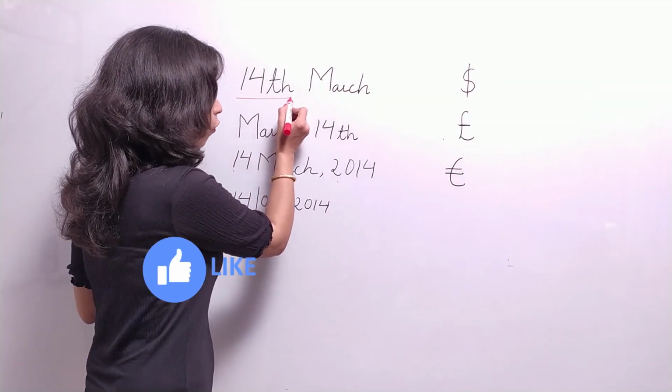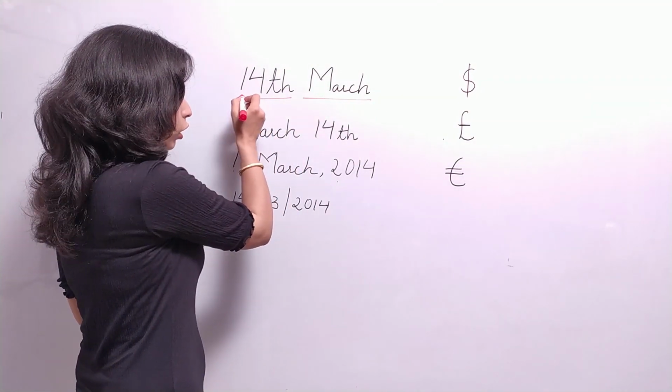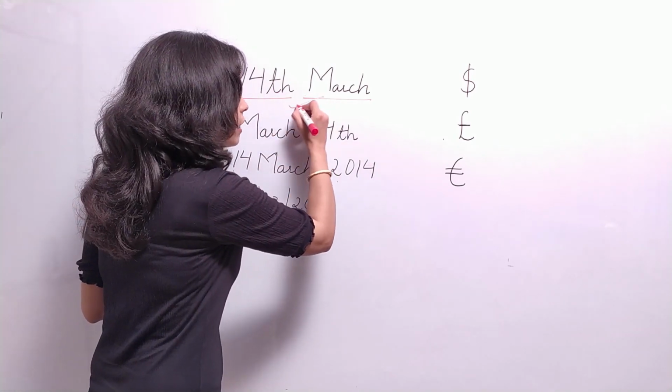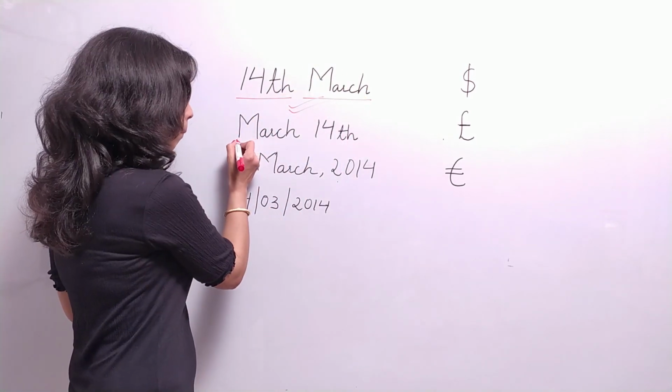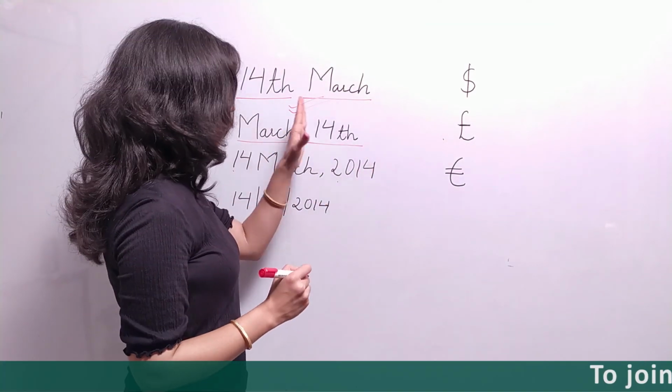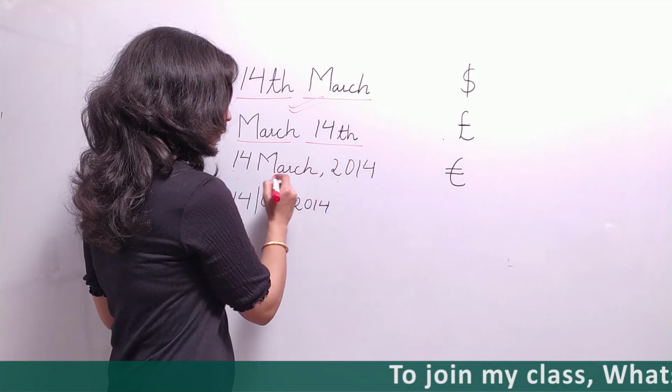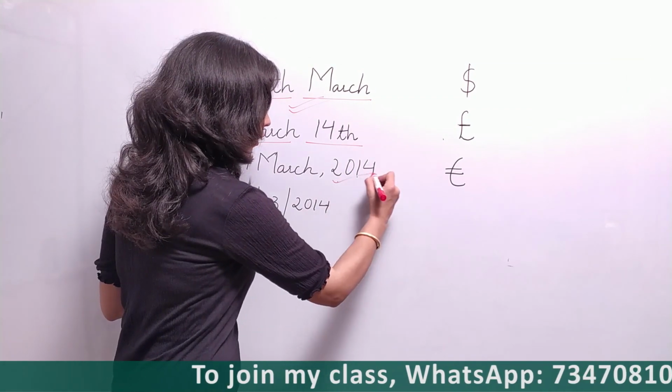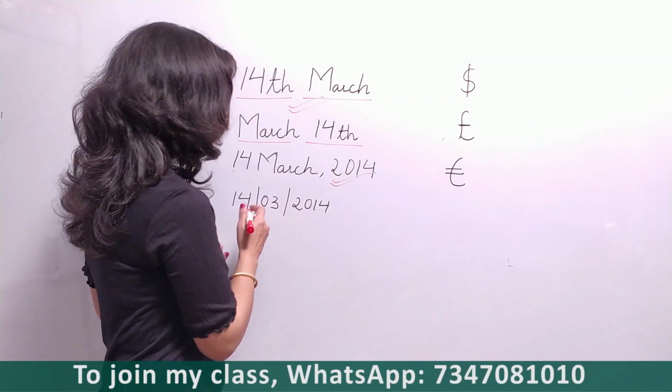You can write like 14th March, 14th March. It is perfectly okay. March 14th, it is also correct. You can write in either manner. 14 March 2014.